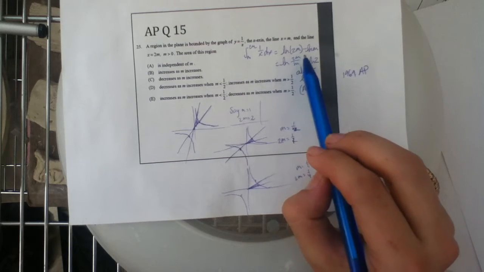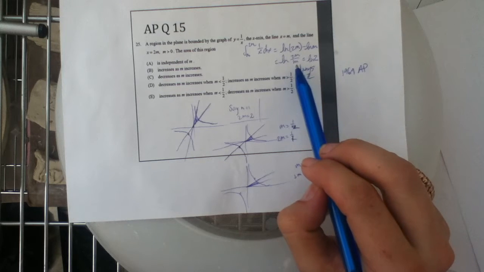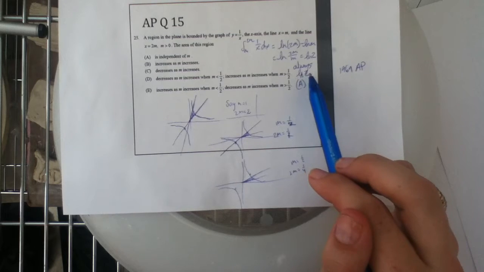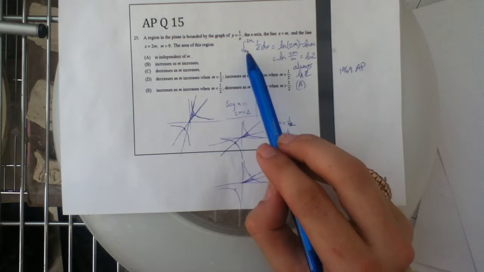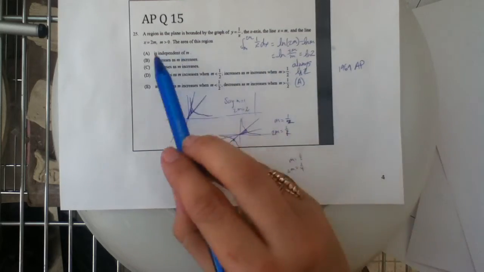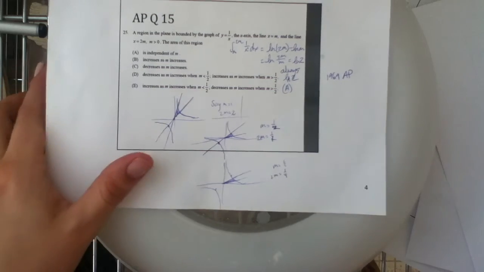And I got ln of 2m minus ln of m. So ln of 2m over m using my log rules equals ln of 2. So actually that's just a constant. So no matter what m is, you're always going to get ln of 2 in this case. So that means they're independent of m. All right, but that was just for funsies.